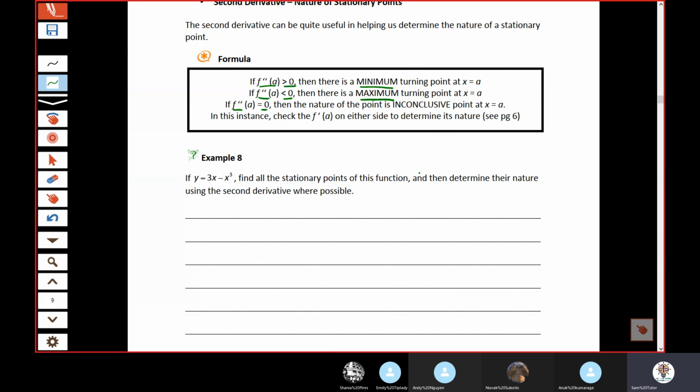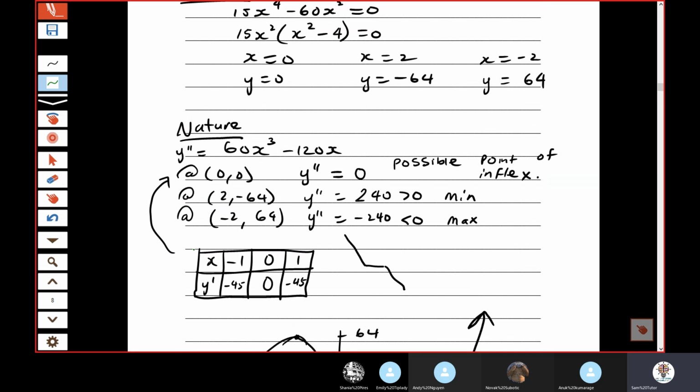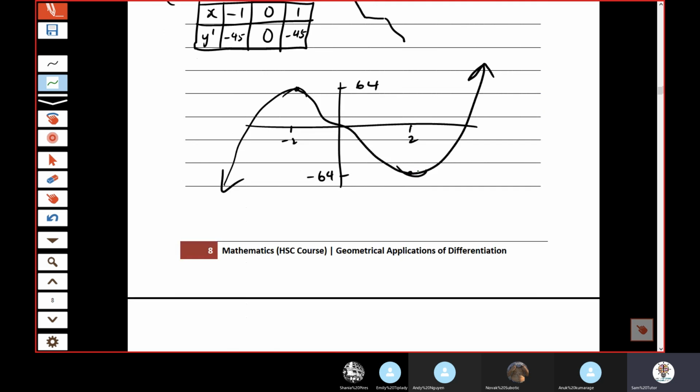So what do we have to write? If you're at the nature stage, let's get it clear. If you're at this stage, the only conclusion you can make is possible point of inflection. You're not allowed to say it is a point of inflection. Why? Because of points of inflections, you must prove them. You're about to see what that is in a second. Oh, easy. Move on.